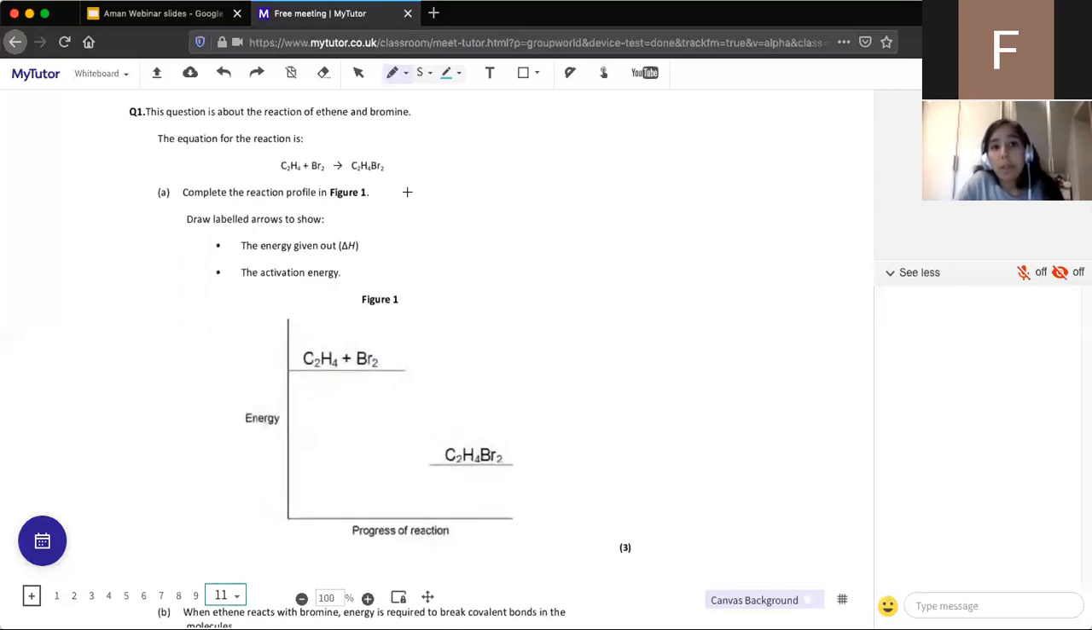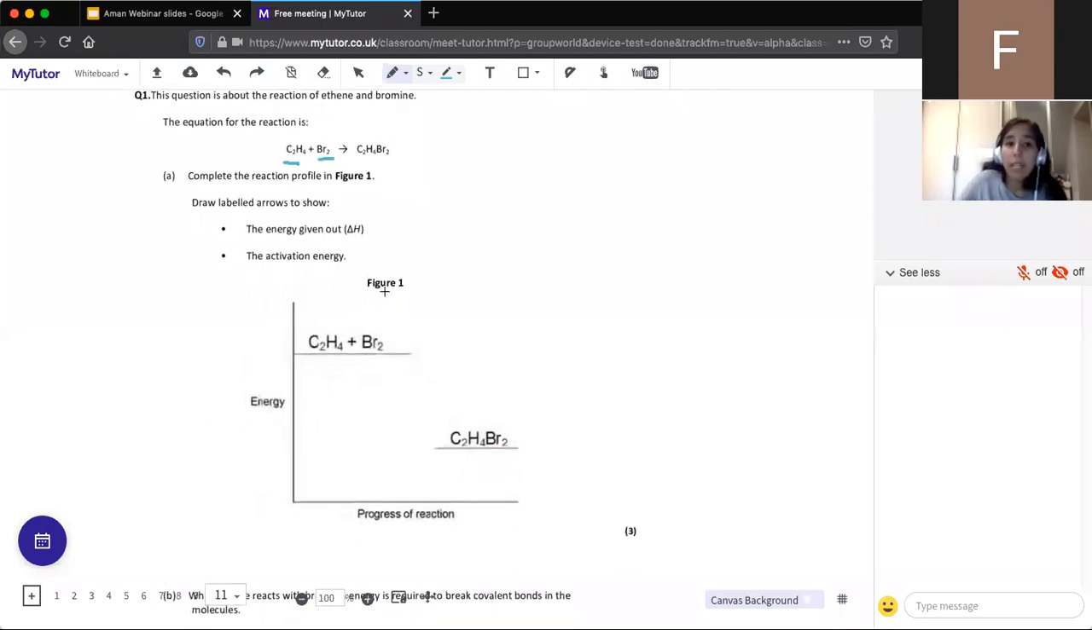So this question is about the reaction of ethene and bromine. The equation for the reaction is here. So we've got ethene reacting with bromine. Complete the reaction profile in figure 1. So what we can see is that we've got our reactants and our products. From looking at that, what type of reaction is it? Our reactants are higher than our products. What type of reaction is it? What do we think? What type of reaction is that?